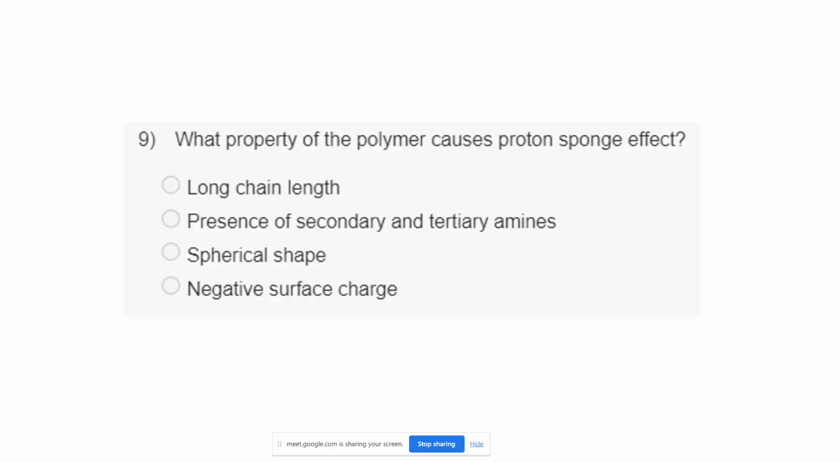Okay. Next question. What property of the polymer causes proton sponge effect? Long chain length, presence of secondary and tertiary amines, spherical shape, negative surface charge. Second option, ma'am. Okay.